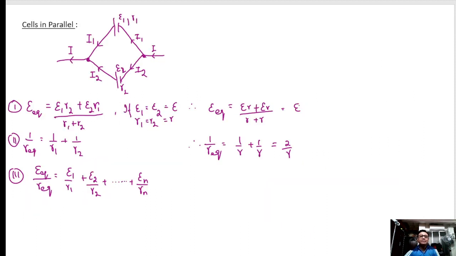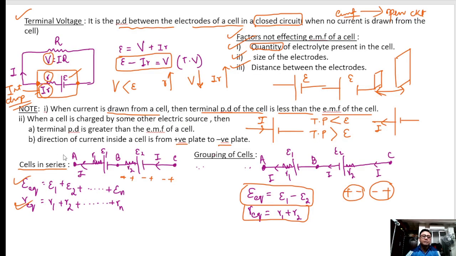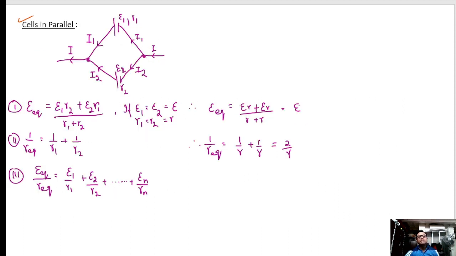Okay, so in the next slide, please watch here. We are showing what happens if we have cells in parallel. What we did before was in series. Please watch here, this is in series. Now we are going to see what happens if the cells are in parallel. So watch here, this is a cell and this is a cell in parallel.